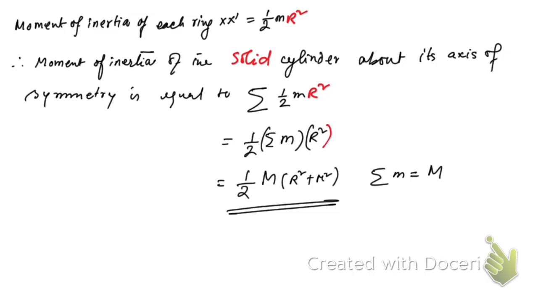So here the summation gives only R squared. This will be R squared. This is for the solid cylinder. So hope you have understood this.